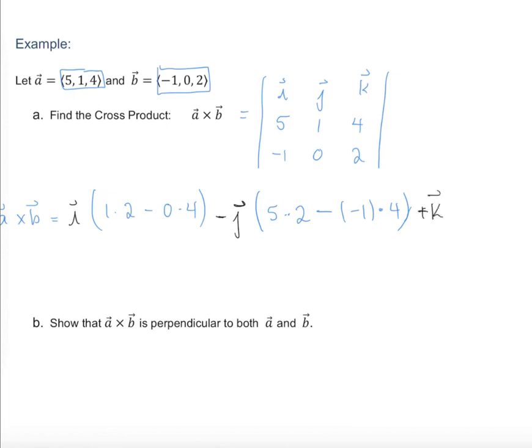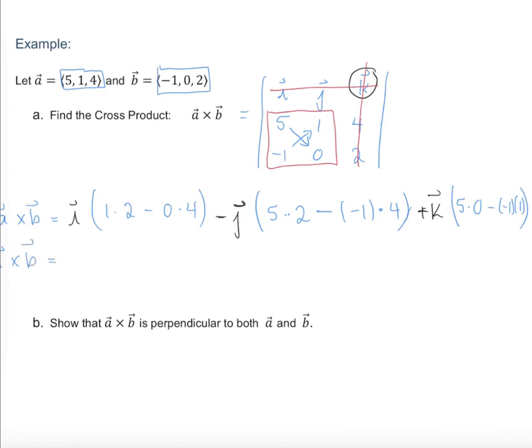The k vector is our next element that we're considering. Then we cross off the row and the column that contain that k vector, and we look at the 2 by 2 matrix that remains after we cross those off, and we're going to consider the determinant of that 2 by 2, which is calculated by 5 times 0, which is the product of the main diagonal, minus the product of -1 times 1, the product of the other diagonal. And these are the components of our A cross B vector.